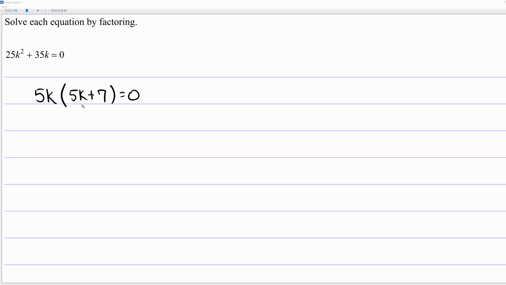So let's just move on to step 3. Set each factor equal to 0. 5k equals 0, or 5k plus 7 equals 0. And solve these 2 equations. Divide by 5 on both sides. You have k equals 0. And like I said, please feel free to solve these equations in 1 step. And you're done. So you have 2 solutions, 0 and negative 7/5.